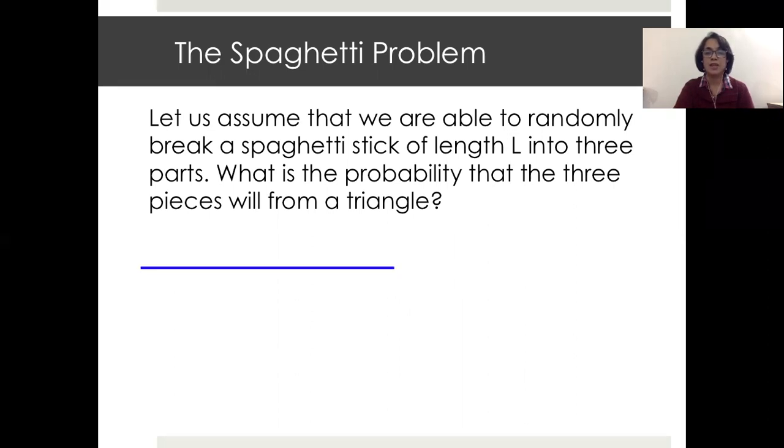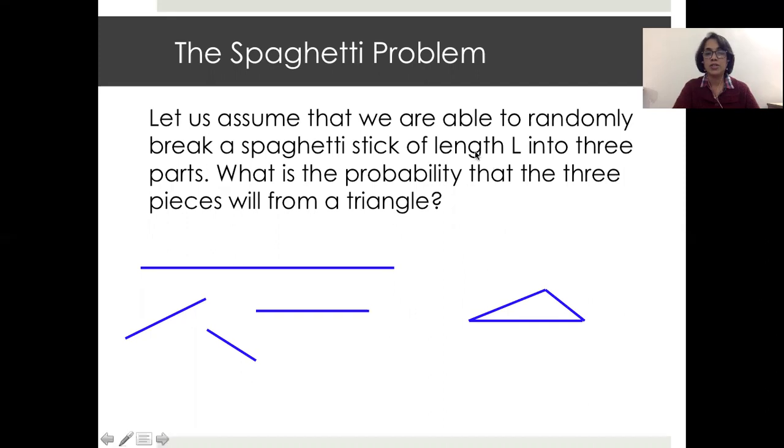Let us assume that this blue line represents a spaghetti stick of length L units and it is broken into three parts. When we try to put the parts together edge to edge to form a triangle, we can check. In this case, probably it is forming a triangle. But there may be cases where the three parts do not form a triangle. So the question is asking, what is the probability that these three pieces or parts will form a triangle? So that is the problem.